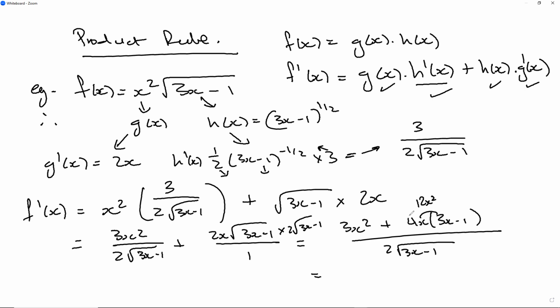This will become 12x squared and minus 4x. 3x squared plus 12x squared is going to get 15x squared. 4x times 1 is 4x, times negative 1, minus 4x, all divided by 2 root 3x minus 1, like that. Okay, and I've now reduced the product rule.